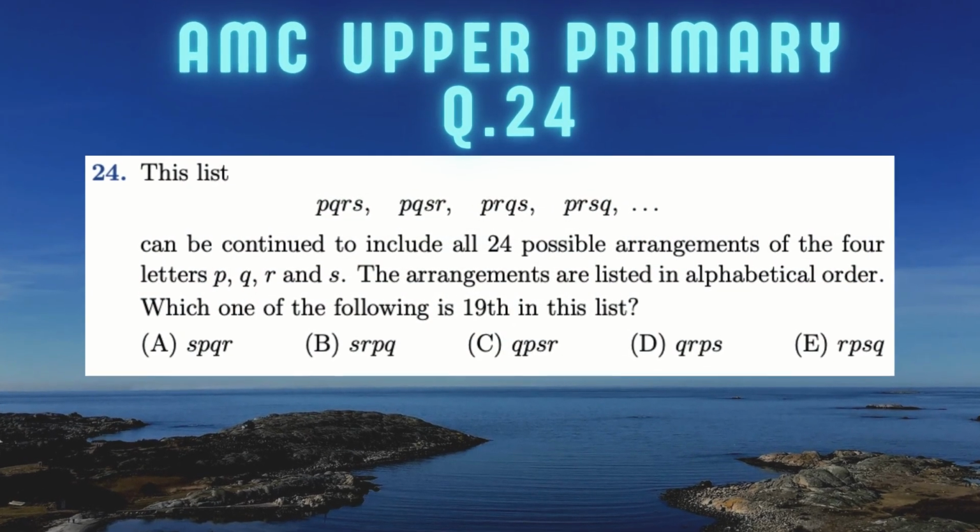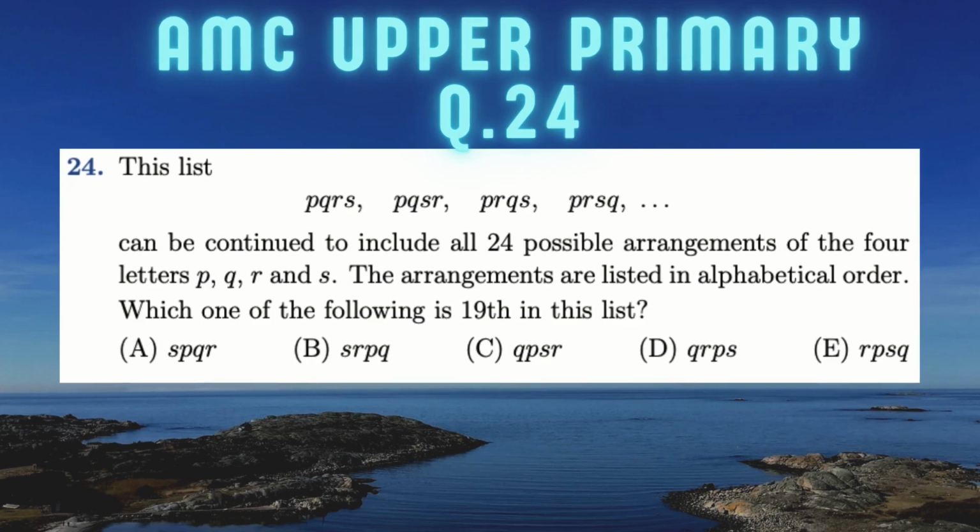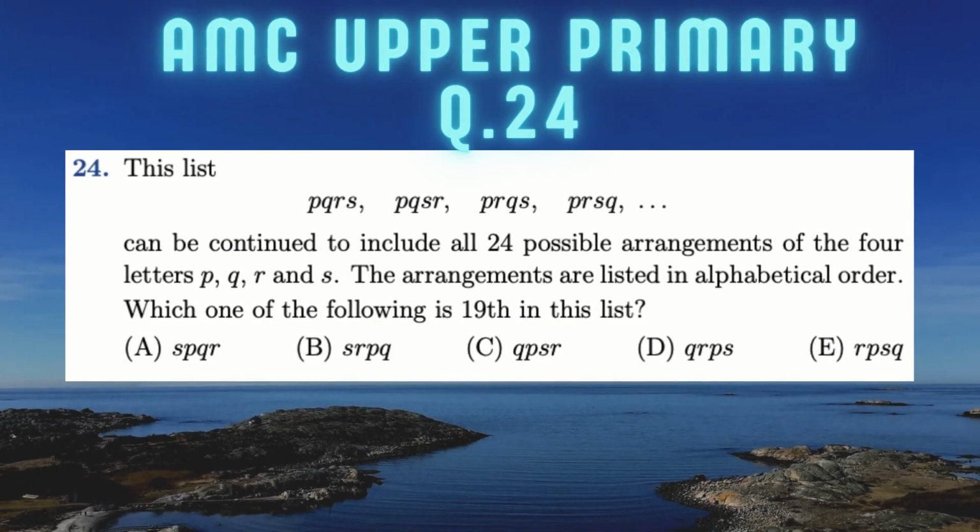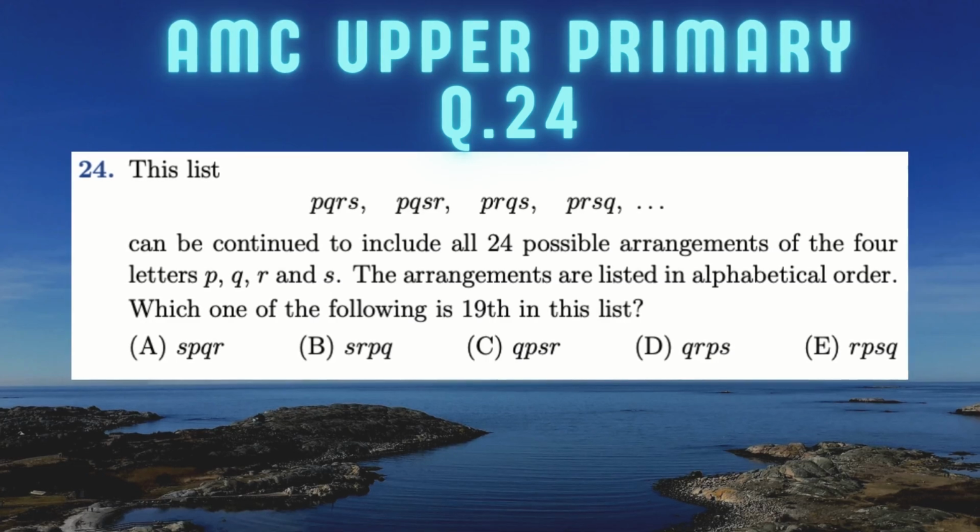Question 24. This list PQRS, PQSR, PRQS, PRSQ can be continued to include all 24 possible arrangements of the four letters P, Q, R, and S. The arrangements are listed in alphabetical order. Which one of the following is the 19th in this list?